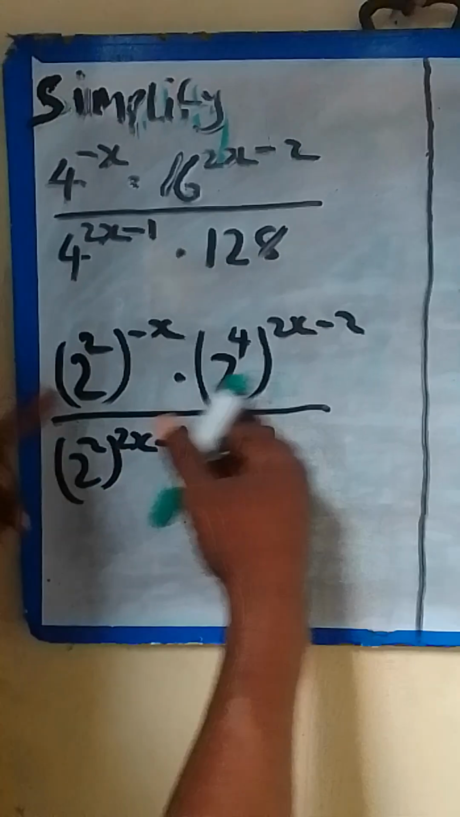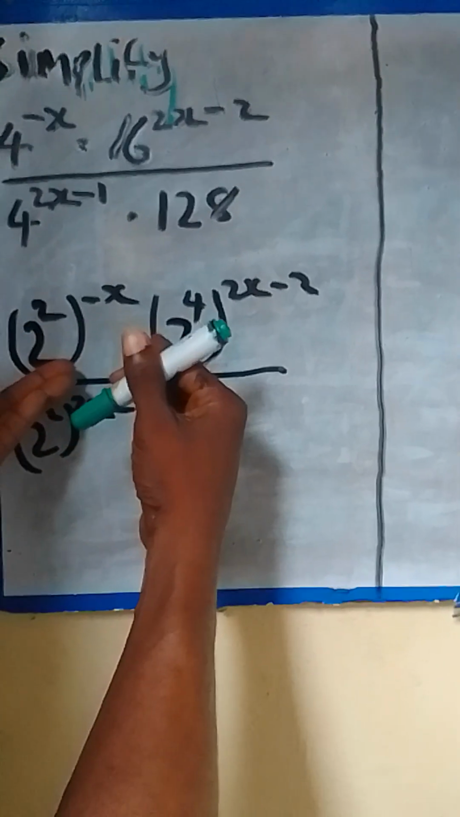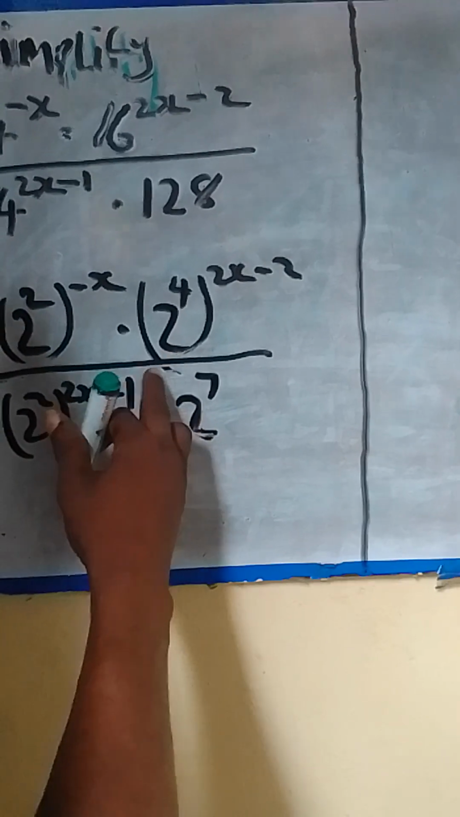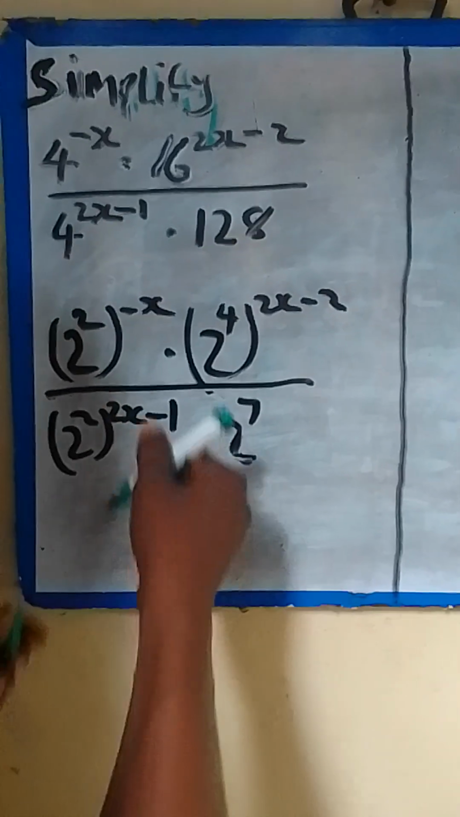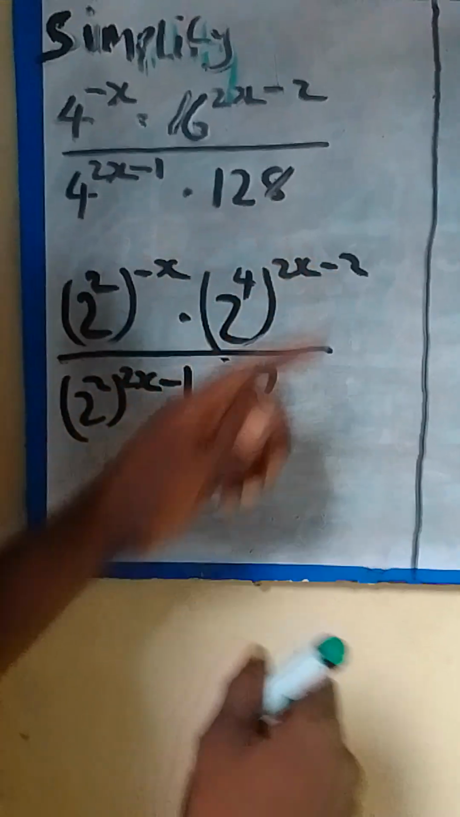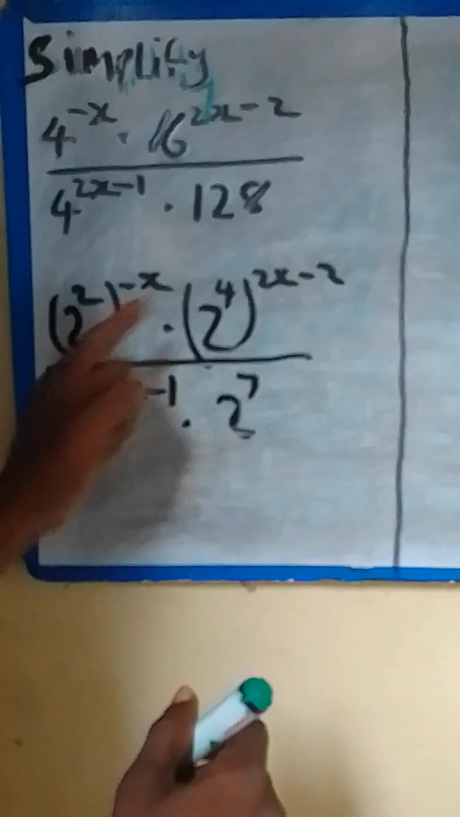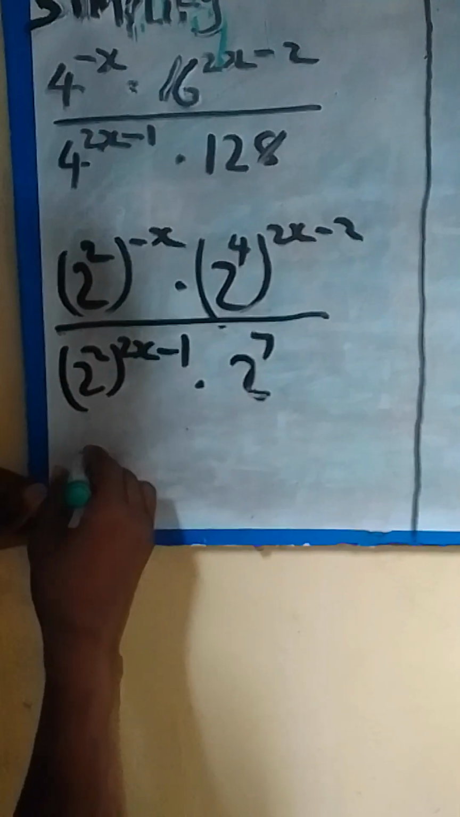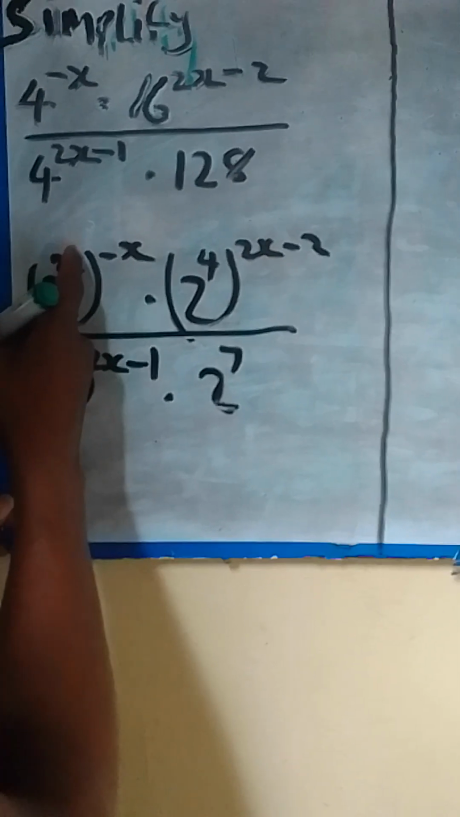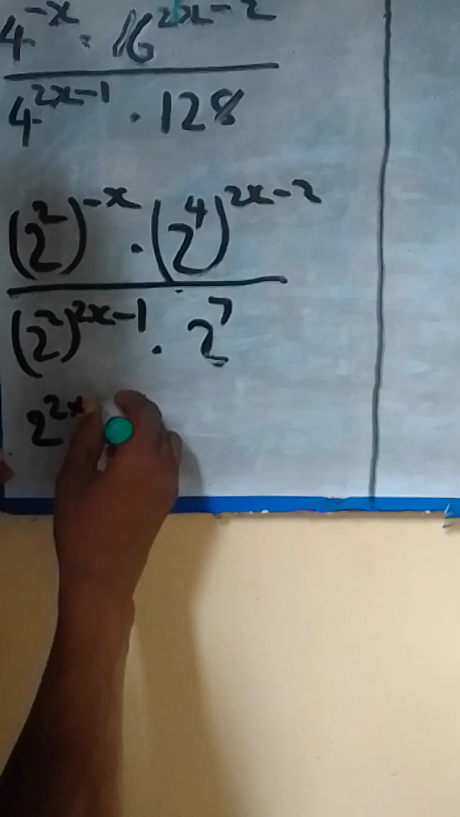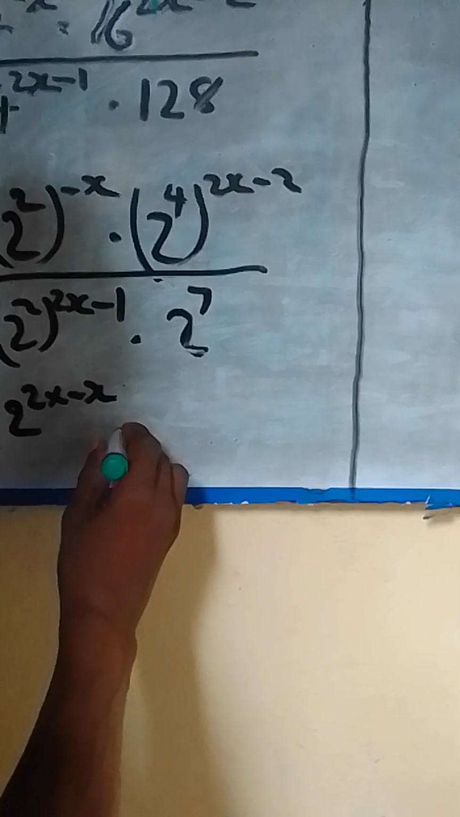So we can now apply our laws of indices here. In the numerator, we can apply the product rule. Also in the denominator, we can apply the product rule. By the product rule, they have the same base, so you take the base and add the powers. But before we go into doing that, mark you that this is the same thing as saying 2 raised to the power this times this, that is 2 times minus x.